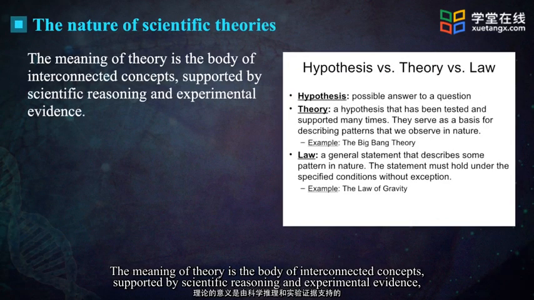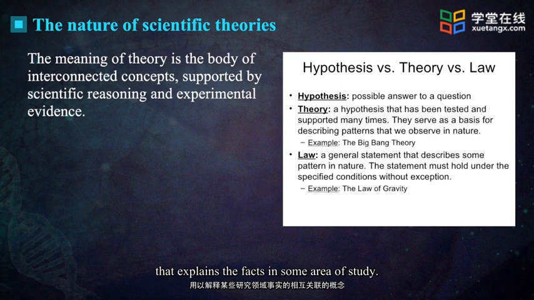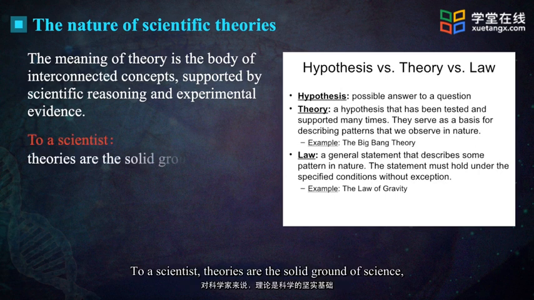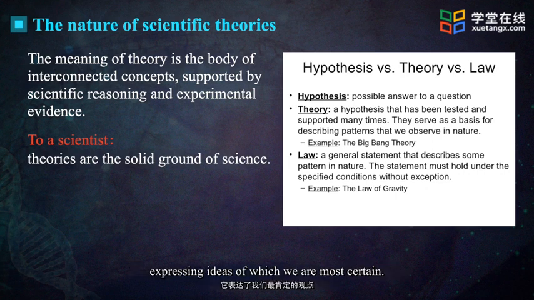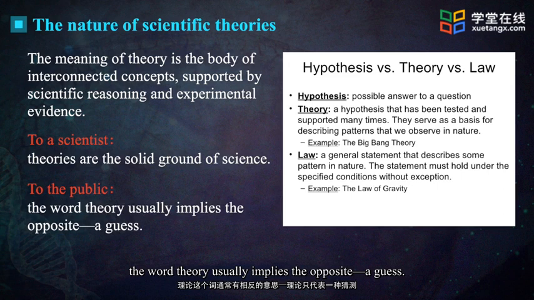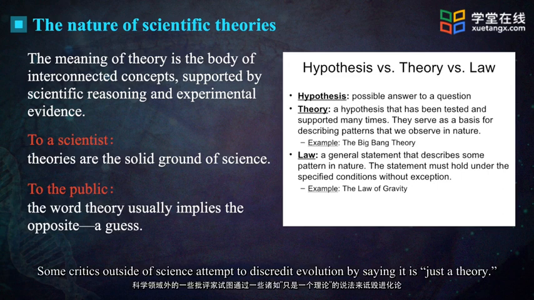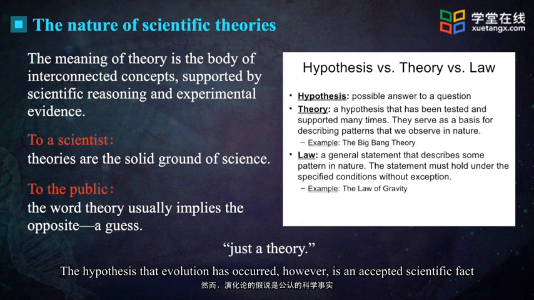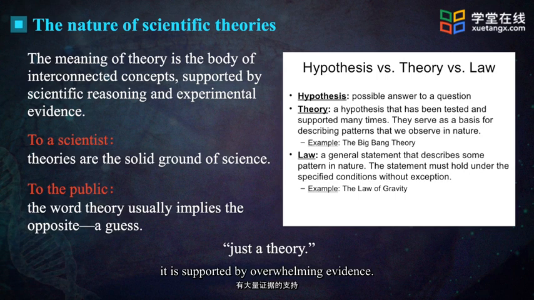The meaning of theory is the body of interconnected concepts supported by scientific reasoning and experimental evidence that explains the facts in some area of study. To a scientist, theories are the solid ground of science, expressing ideas of which we are most certain. In contrast, to the public, the word theory usually implies the opposite, a guess. Some critics outside of science attempt to discredit evolution by saying it's just a theory. The hypothesis that evolution has occurred, however, is an accepted scientific fact. It is supported by overwhelming evidence.